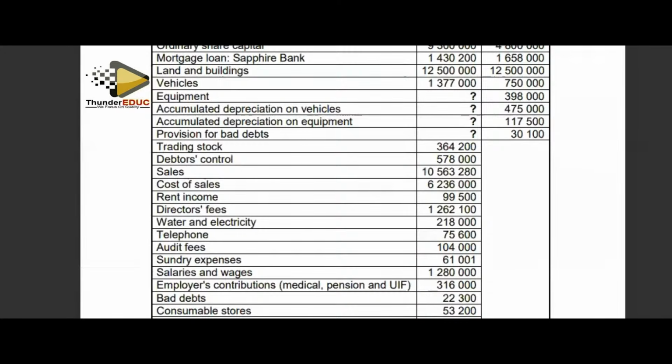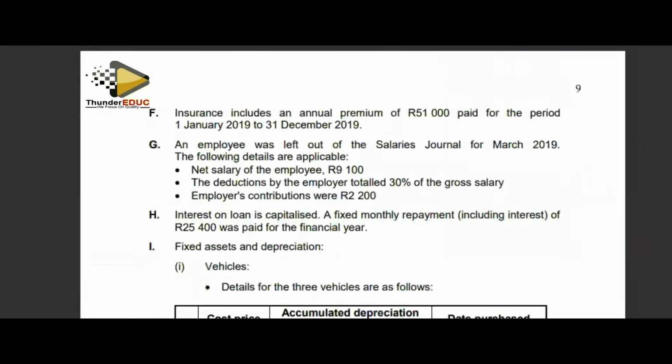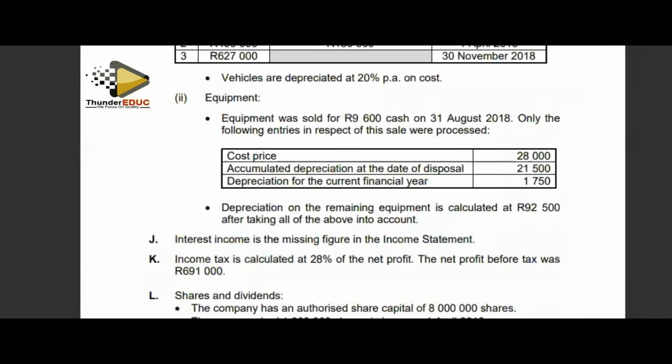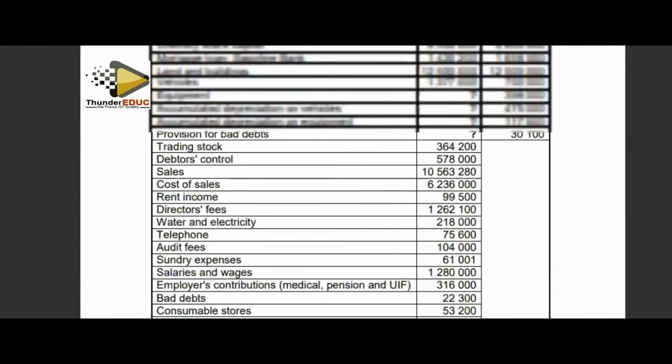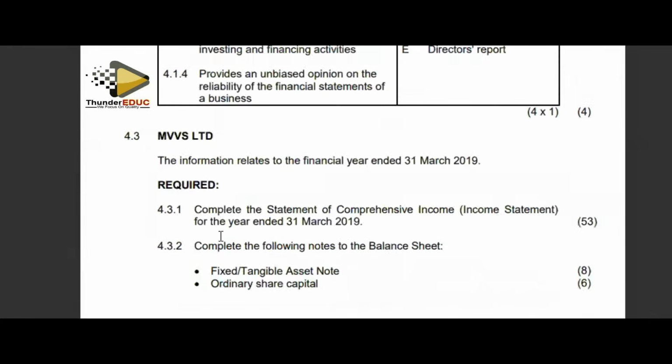This is a trial balance. Okay. Remember, in accounting, you first read what is required of you. So the required is where, let's look for the required part. This is where our question starts. I'll start from 4.3 because that's where, remember, this is a major question. It has 53 marks, as you see here. So it's a very serious question in the paper.